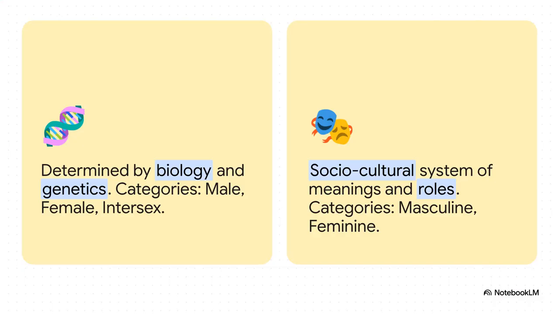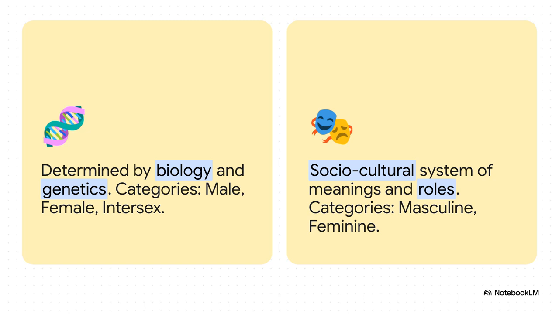Okay, let's dive right into this. If we want to understand complex societal structures, we absolutely have to start with a rock-solid foundation. Let's look at sex first. We're talking strictly biology and genetics here. It's a physiological reality, determined by anatomy, reproductive organs, your underlying DNA. So when we say male, female, or intersex, we're talking science, we're talking sex.